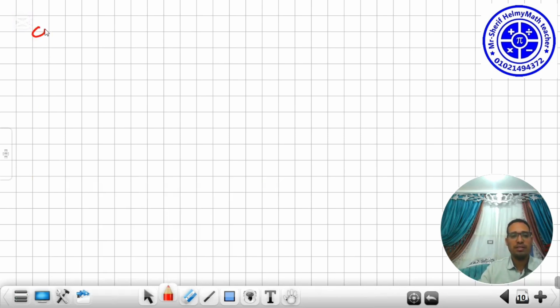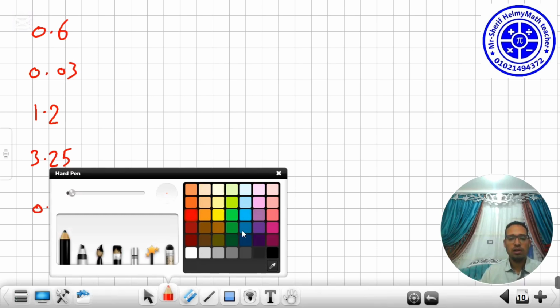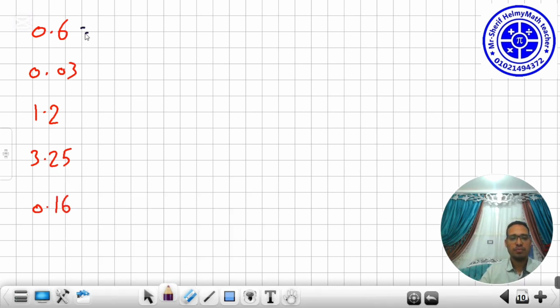Okay, now what about if we have a decimal and we need to convert it to a percentage? For example, 0.6, 0.03, 1.2, 3.25, 0.16. We need to convert all of these decimals to percentage. First convert it to a fraction, after that to percentage.